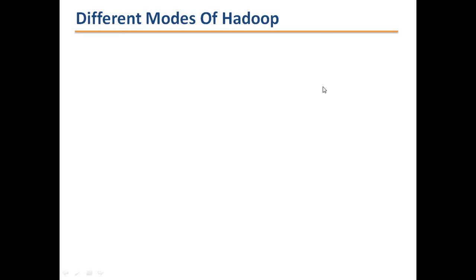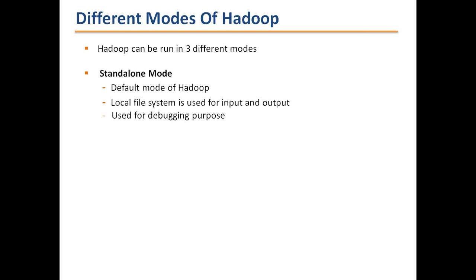We have different modes of Hadoop. Hadoop can be run in 3 different modes. The first mode is standalone mode, which we also call local mode. This is the default mode of Hadoop. Here we don't have any HDFS kind of storage. Whatever you store will be stored as a normal file on Windows or a Linux machine. We won't have the HDFS file blocks concept. Mainly we use it for debugging purposes. For this we don't need any configurations.